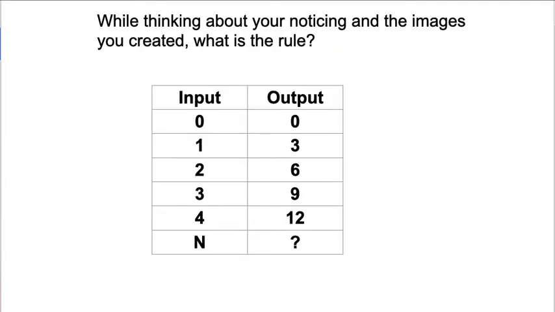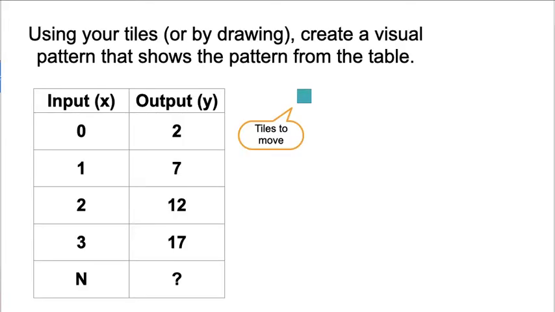On this next page, I want you to again look at your input-output. What would a rule be for this one? How do you know? Now, looking at this, what do you notice? What do you wonder?